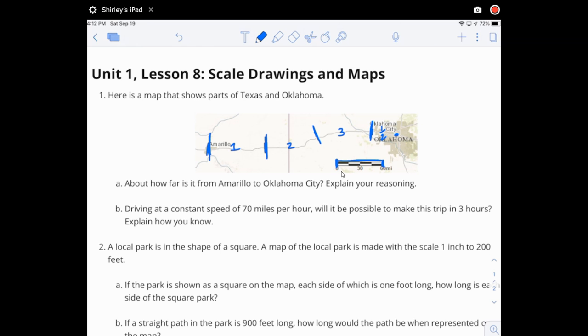So my scale here is given to me. I know that this length is 60 miles. So I have 1, 2, 3 60-mile sections. So if I multiply that through, I get 180 miles. And then I have what looked like about a half section. So here, my half section is 30 miles. So I'm going to go ahead and add that extra 30 miles on. So when I do 180 plus 30, I get about 210 miles.